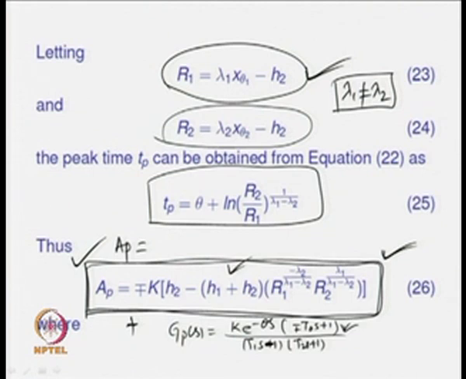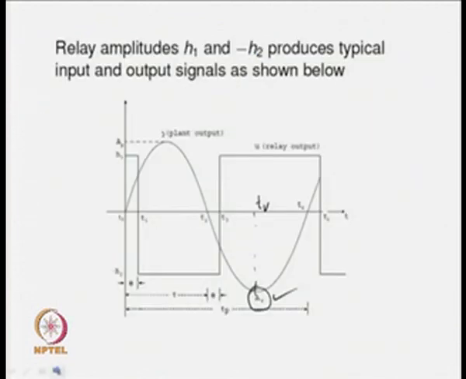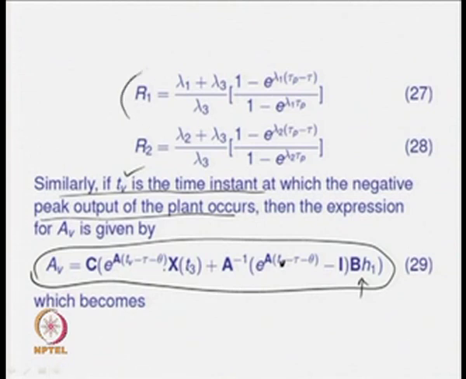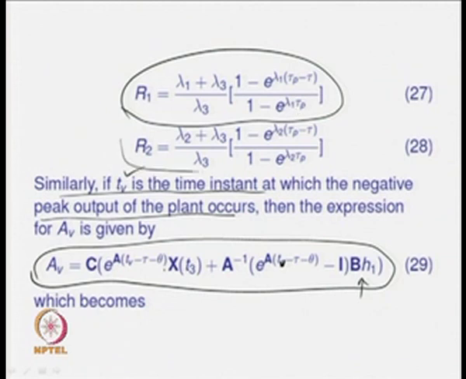So, when the expression for x theta 1 is substituted and simplified, that gives us R1 as H (lambda 1 plus lambda 3) upon lambda 3 times 1 minus e to the power lambda 1 tau p minus tau upon 1 minus e to the power lambda 1 tau p, and R2 becomes (lambda 2 plus lambda 3) upon lambda 3 times 1 minus e to the power lambda 2 tau p minus tau upon 1 minus e to the power lambda 2 tau p.